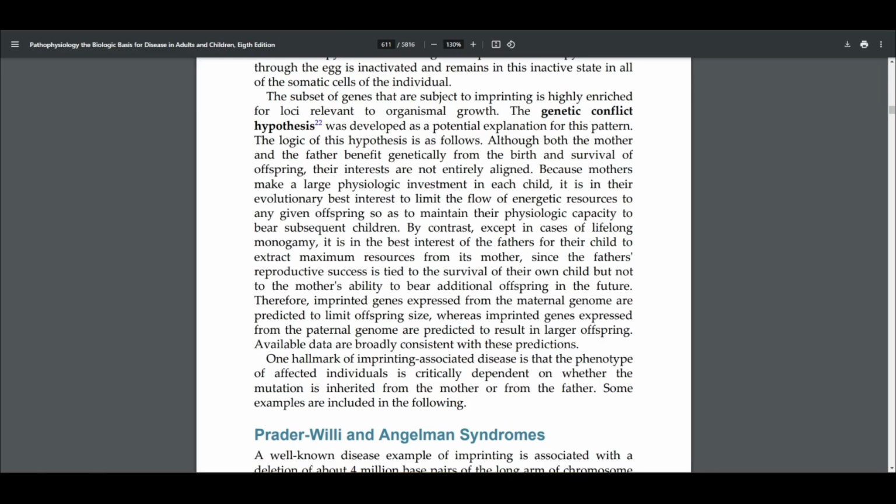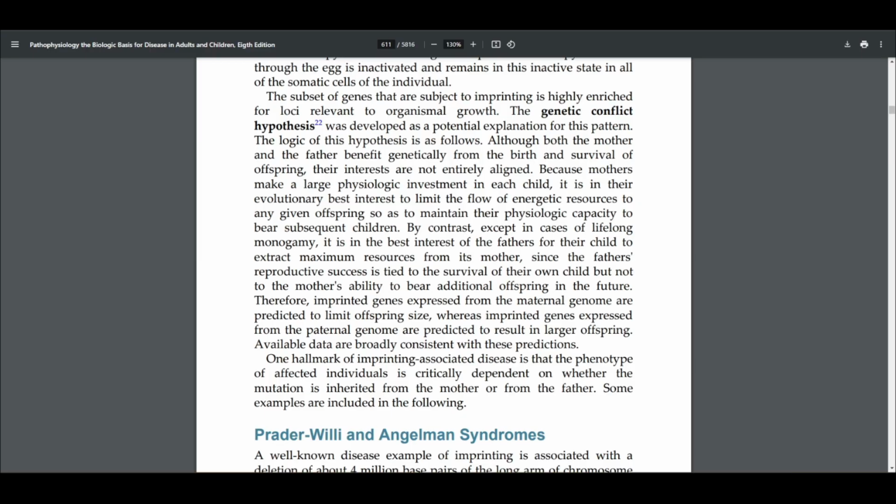to limit the flow of energetic resources to any given offspring, so as to maintain their physiologic capacity to bear subsequent children. By contrast, except in cases of lifelong monogamy, it is in the best interest of the father for the child to extract maximum resources from its mother, since the father's reproductive success is tied to the survival of their own child, but not to the mother's ability to bear additional offspring in the future.